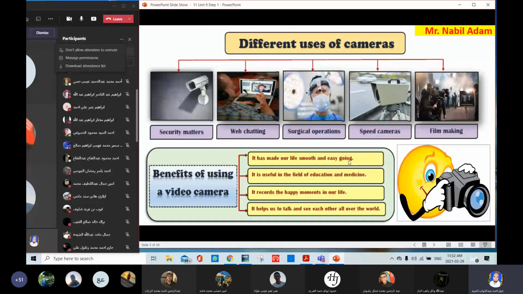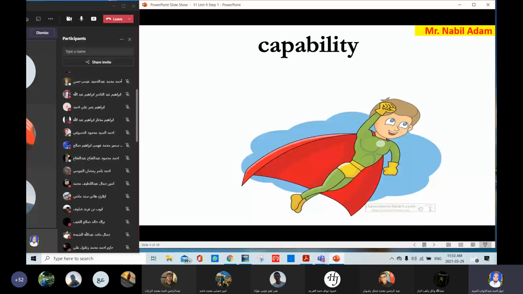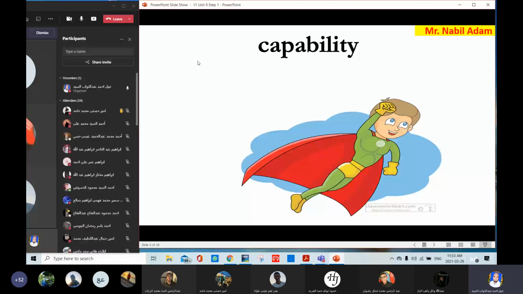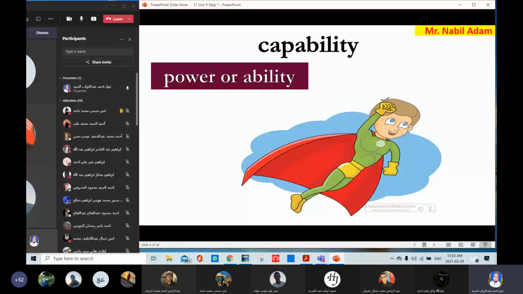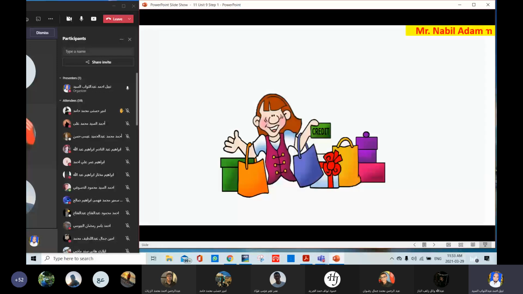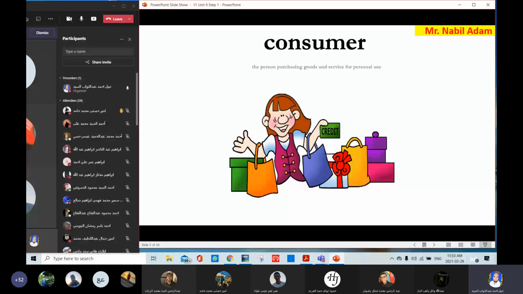Let's learn some of the new vocabulary to understand the lesson. Capability means power or ability. Consumer: the person purchasing goods and services for personal use. ENG is an abbreviation for electronic news gathering.